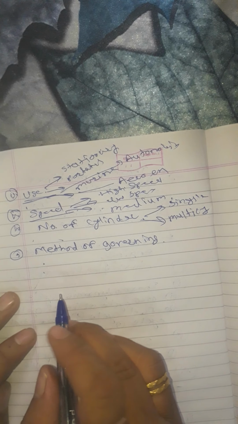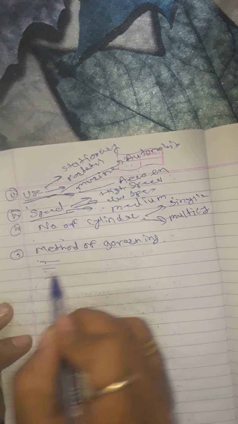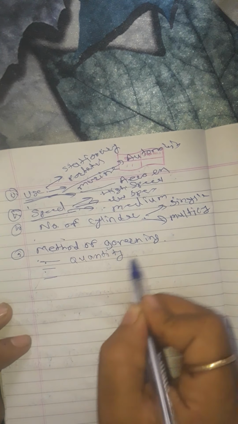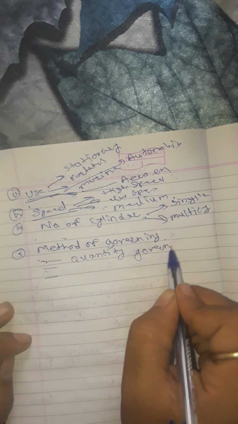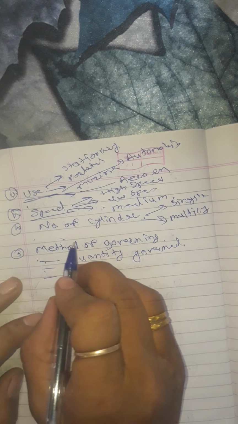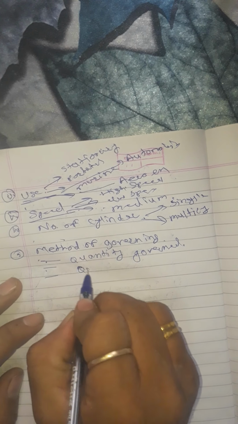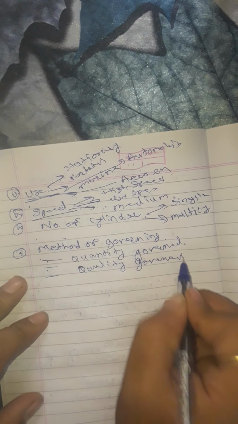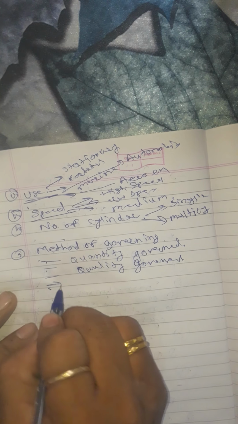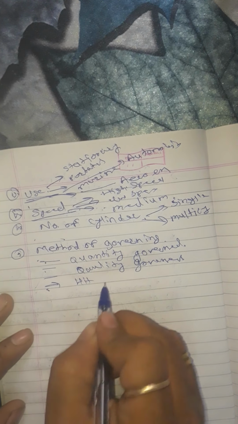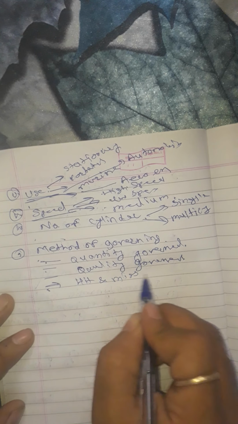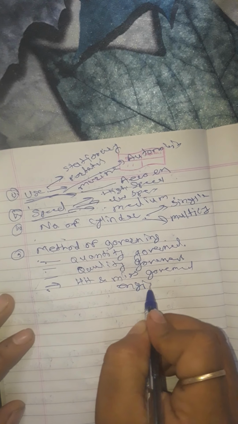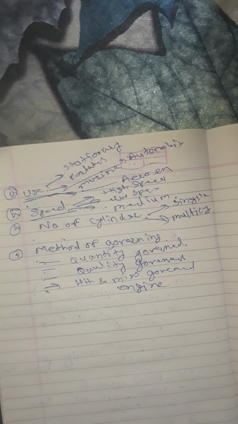And method of governing, there are 3 types: quantity governed engine, second quality governed engine, and third one is hit and miss governed engine. This is all about it.